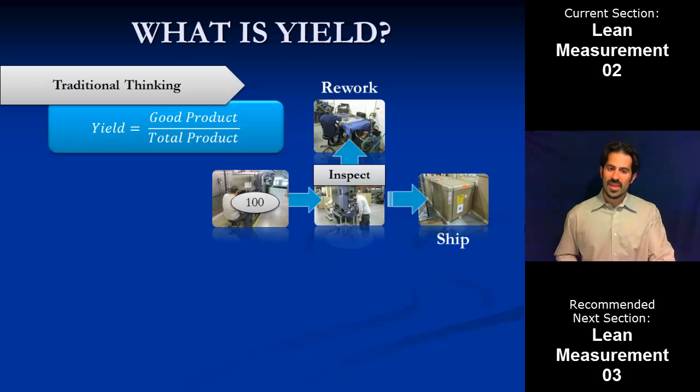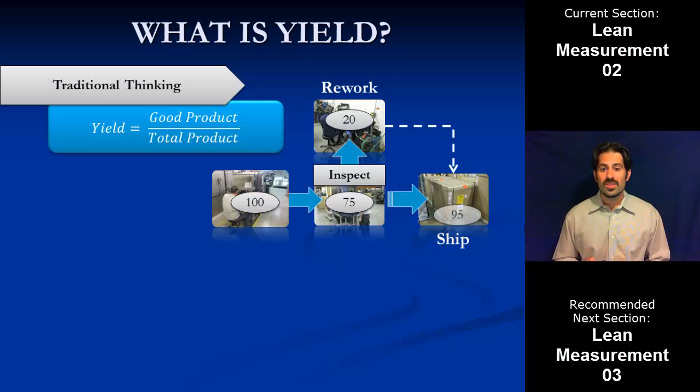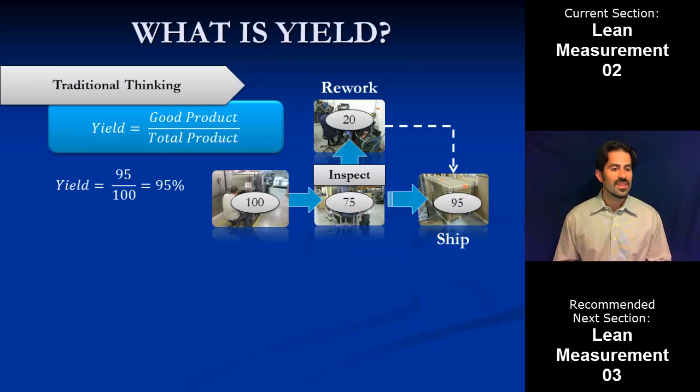So in this case, we make 100 units, only 75 of them pass inspection. We can rework 20 of them. So our sum total is we ship 95 units. We ship 95 good units to the customer. Now in a traditional thinking, that would give us a yield, no pun intended, for this production line of 95%. Which is pretty good. I think everyone would be pretty happy if we could get that consistently.